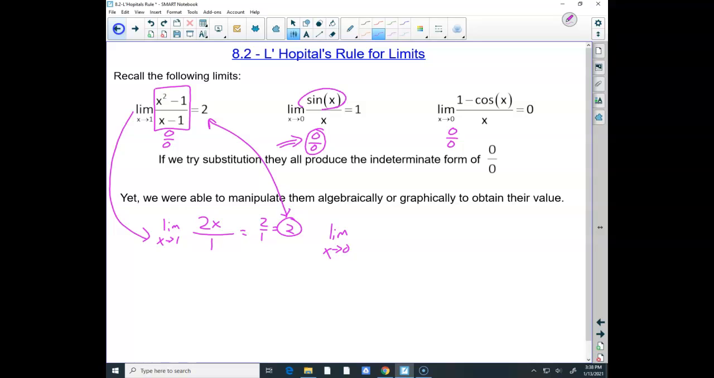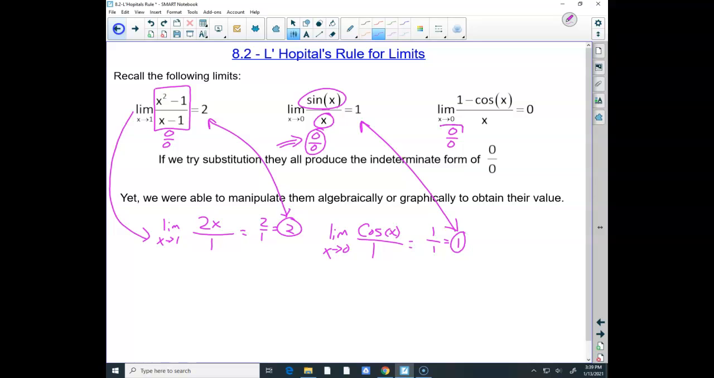What is the derivative of sine x? Derivative of sine is cosine x over, what's the derivative of x? It's 1. Okay, so I have f prime over g prime. Let's reevaluate it. What's the cosine of 0? Cosine of 0 is 1 over 1 equals 1. There's my limit. And I don't have to have it memorized anymore. I can use L'Hopital's rule.